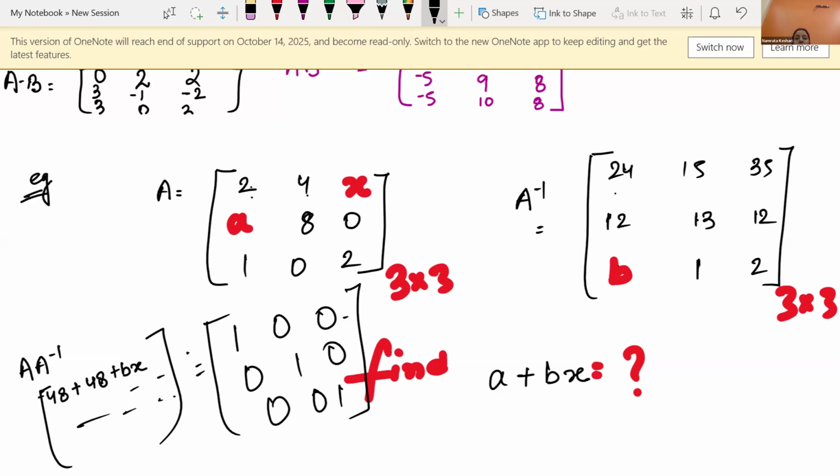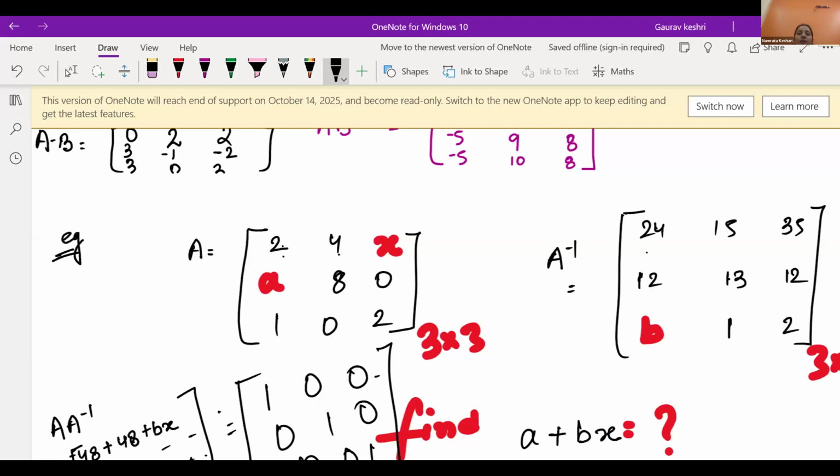If we compare it like this, then we will end up getting so many equations, which we will solve further to take out the values of a, b, and x. The moment we get the a value, b value, and x value, then we can just put the values over here to take out whatever is asked.